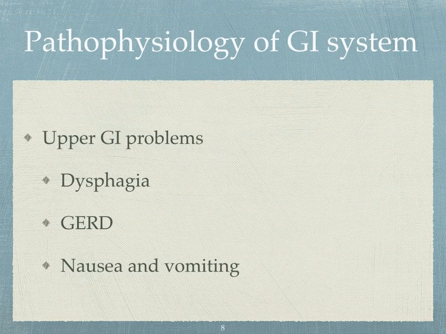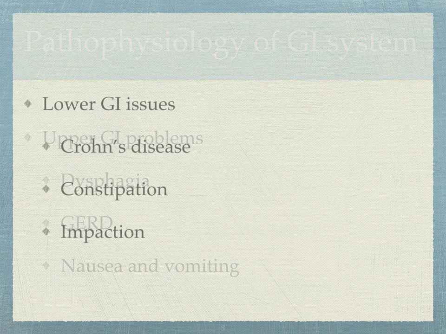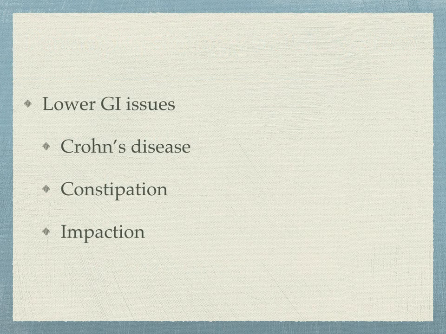Just a couple of disease processes that are usually common in this age population. So with the upper GI problems, most of the time they're going to have discomfort with the esophagus. So this can cause dysphagia, GERD, or they can just be nauseated and vomiting. And then lower GI issues can range from anything from Crohn's disease to irritable bowel syndrome. They can be constipated, or they might be impacted by how long that bowel's been sitting in there. We just need to listen to their bowels.